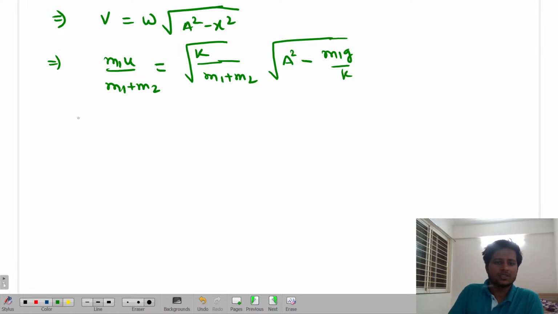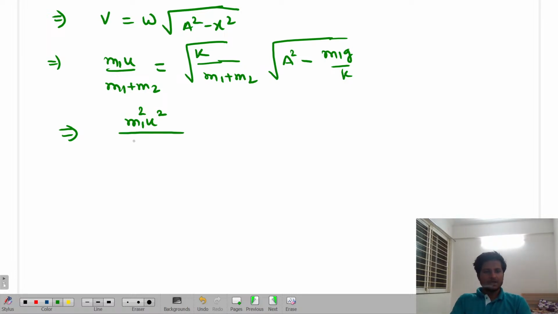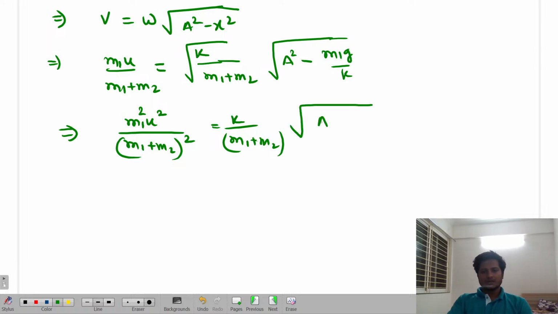Look carefully. So just I can transfer this square root over there, and what it will become? m1 square u square divided by m1 plus m2 whole square is equal to k by m1 plus m2 into a square minus m1g by k. Sorry, square root will be removed. A square minus x square.